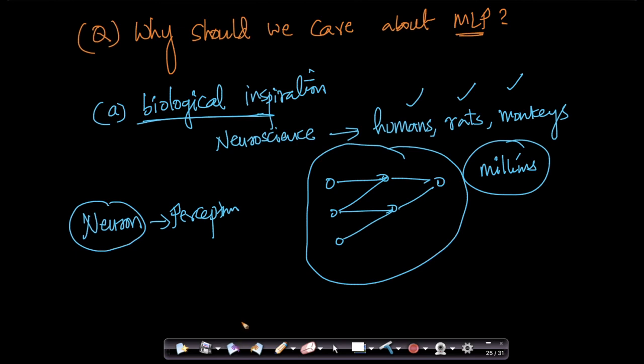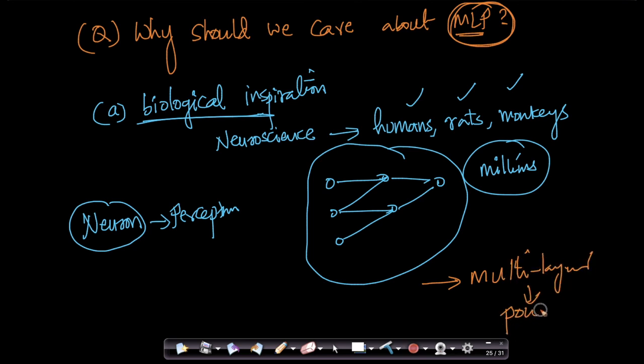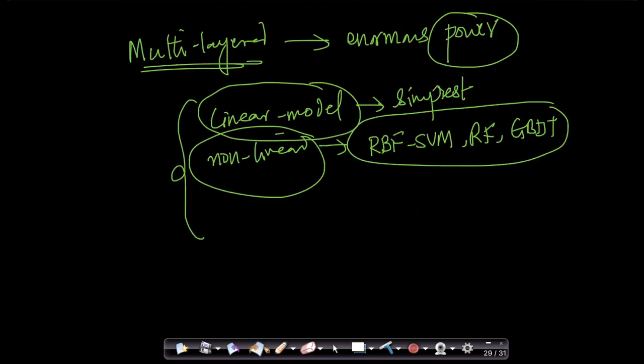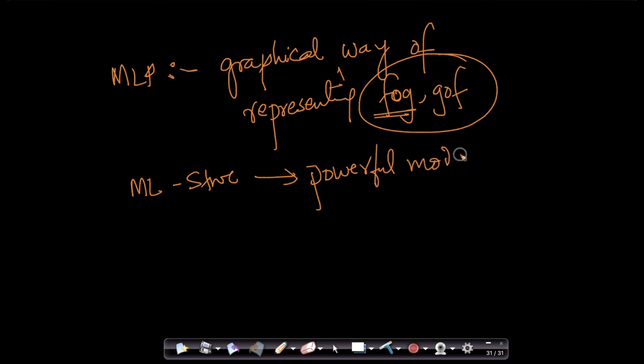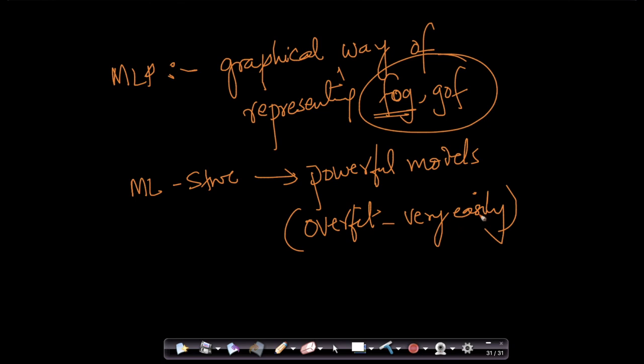The key idea is that having a multi-layered structure results in very, very powerful models. But just a small caveat here, a very, very important point. Multi-layered structure results in very, very powerful models. But since you have very powerful models, you can also overfit very easily. We'll understand overfitting and underfitting later in this chapter.